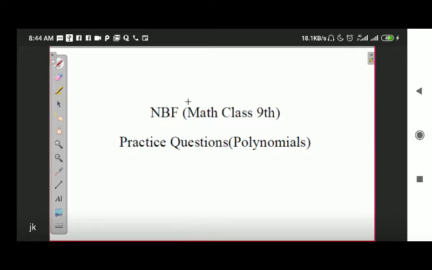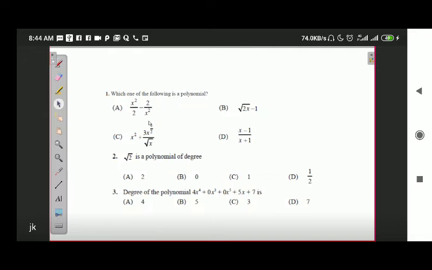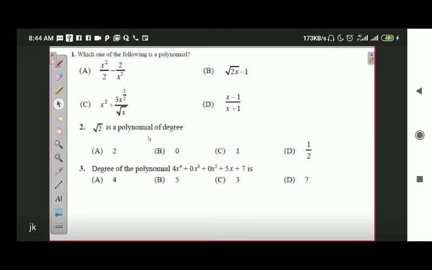Okay, as I told you earlier, today we are going to discuss the solution of the practice questions that I have given to you. Let's start with it. These are very basic questions. Which one of the following is a polynomial? So we have to determine which one of the given is a polynomial.